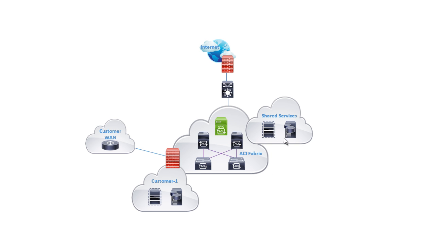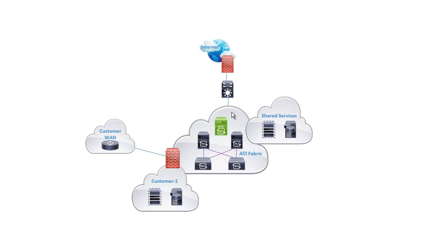Then we're also going to have shared services, and these shared services are going to be available to the customer, but because the shared services are part of a different tenant inside the ACI fabric, we're not going to need to provide any firewalling. So the east to west firewall protection of ACI is going to handle that security.